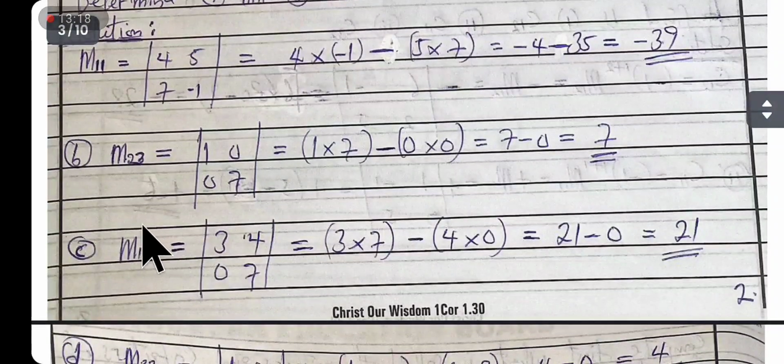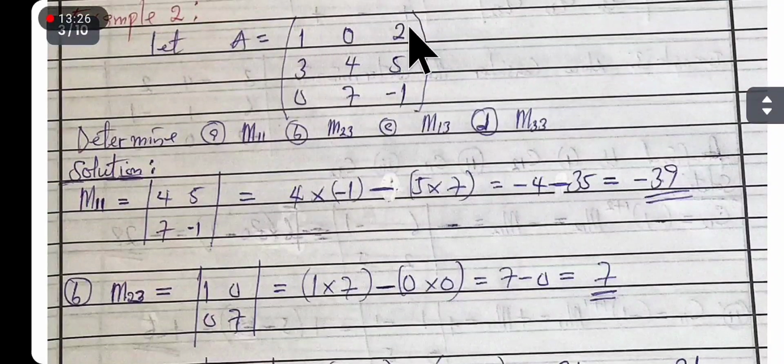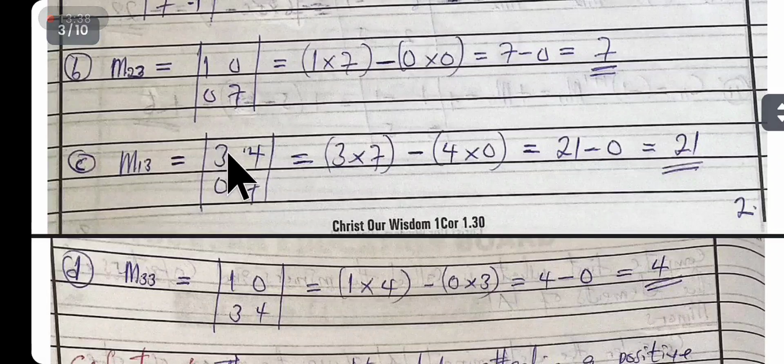So M13 means delete row 1 and column 3. So row 1, column 3 is deleted, and we are left with 3 4 0 7. The determinant of this, to get the minor, is going to be 3 times 7, which we have here, minus 4 times 0, which we have here. So 3 times 7 is 21, minus 4 times 0 is 0. 21 minus 0 is 21.